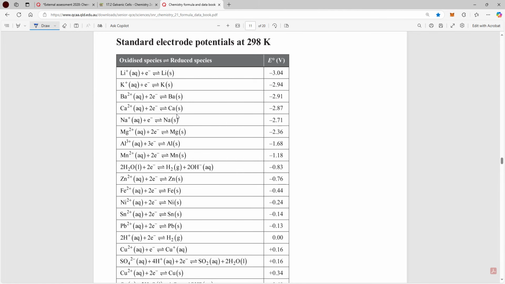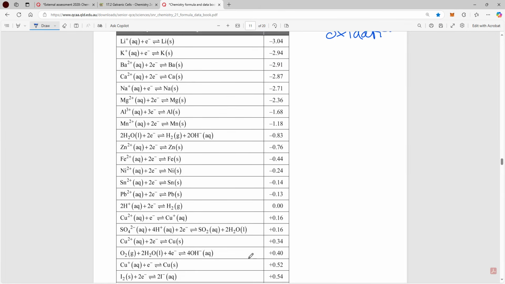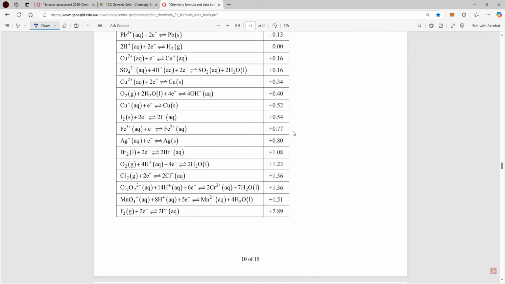things that undergo oxidation, so oxidation's at the top. These are the things that are most likely to lose their electrons, okay? And then on the bottom we have the things that undergo reduction the most, okay? So the things that gain the electrons. And how do I know this?